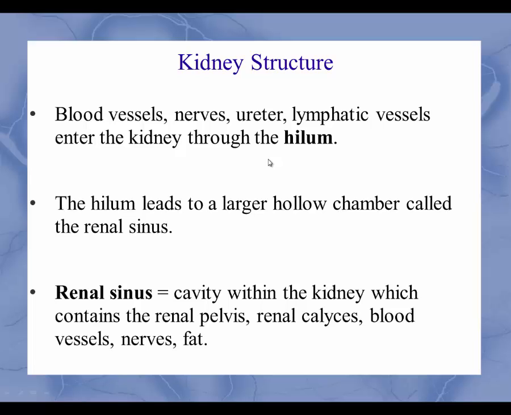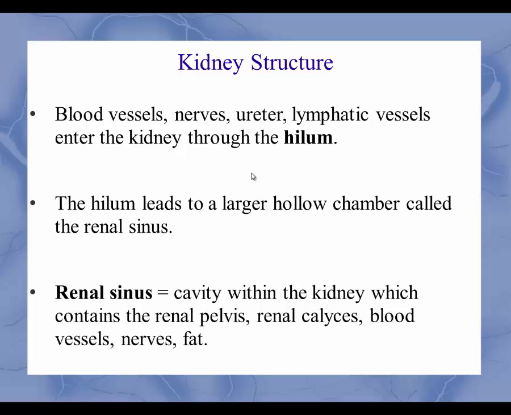Again, this is a term we've talked about many times before. The space where you have vessels and nerves and the ureter and lymphatic vessels enter the kidneys is through the hilum. Remember, the hilum is not particular for any organ. We talked about this for the lymph nodes and the spleen, the lungs and the kidneys. It's any indented area where you have vessels or nerves entering a structure.